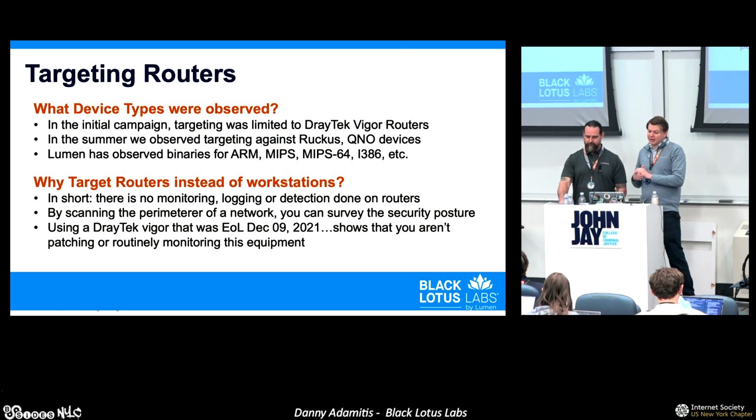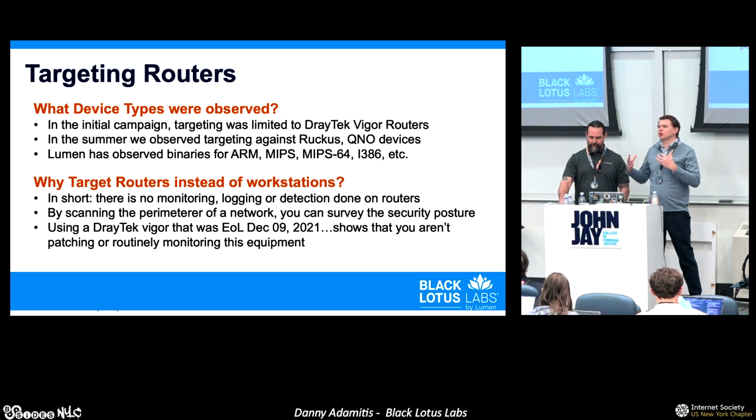We observed them targeting a couple other devices such as Ruckus and QNAP, and again, it's just showing that this is a code base that could be cross-compiled for different architectures. So once you start talking about SOHOs, you're going to hear about ARM, MIPS, MIPSEL, i386. You basically have that common code base written in C and just cross-compile it for whatever it is you need.